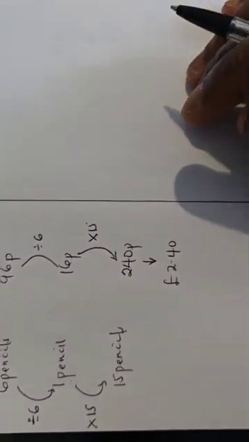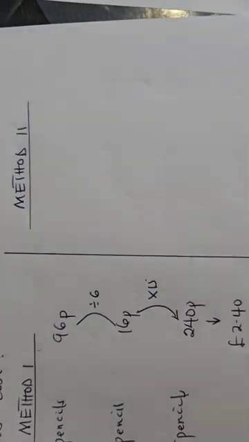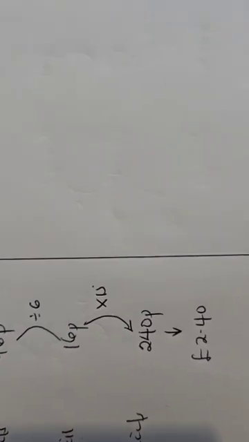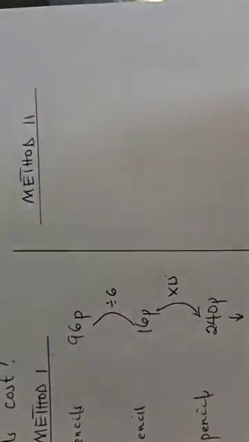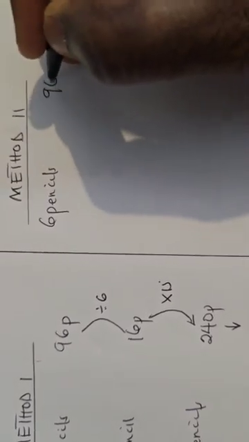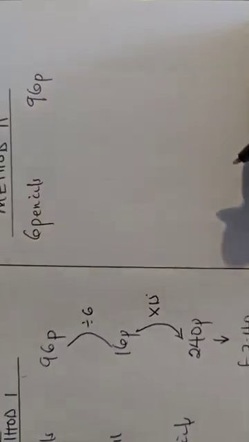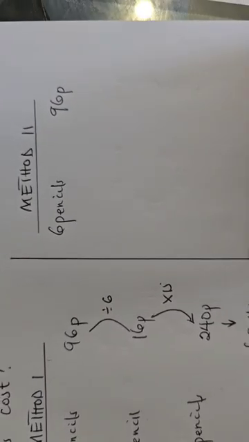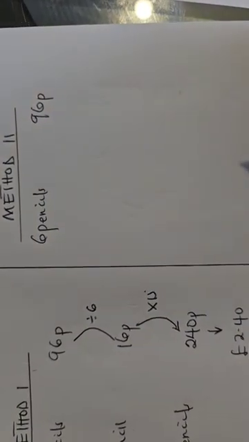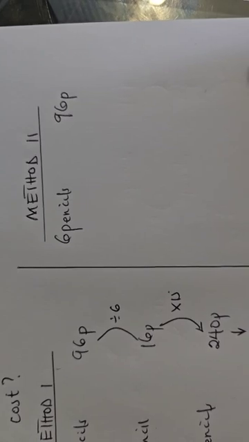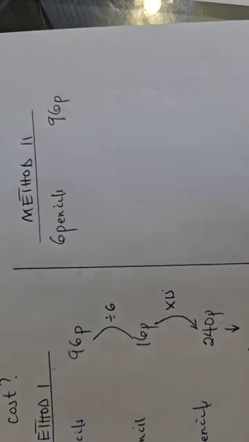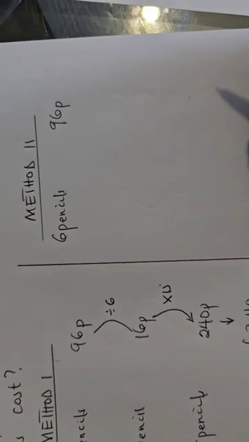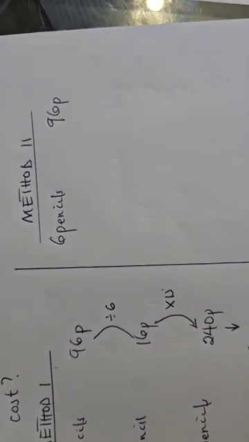When we come to the second example, the same, I have 6 pencils, and the price of those 6 pencils, according to the question, is 96 pence. This time, I'm not going to look for the price of one pencil. I'll look for a common factor for 6 and 96, and I can use that to solve for the price of 15 pencils.